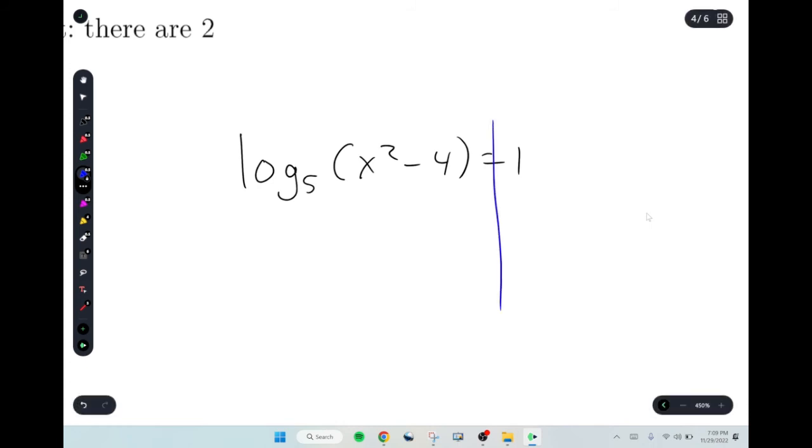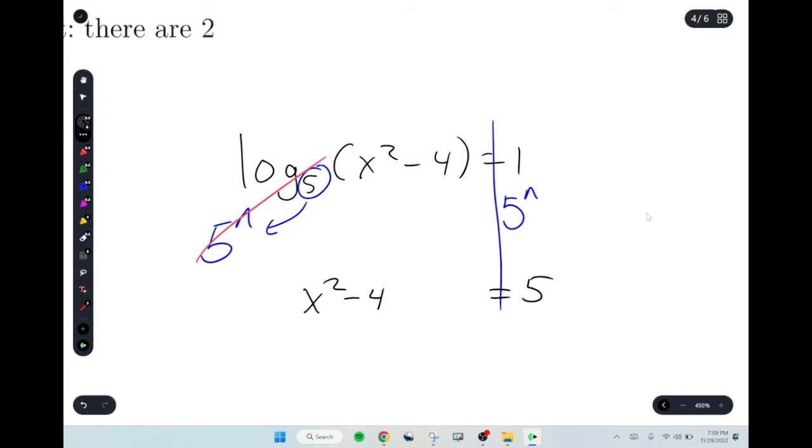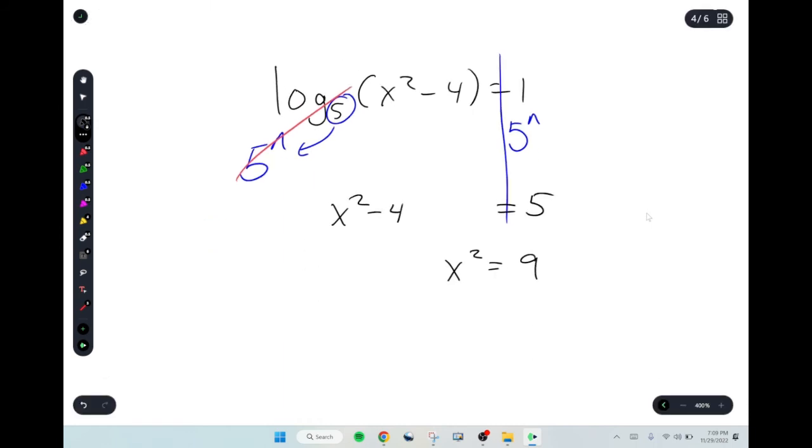I know I'm going to have to do something to both sides, that's for sure. You take the 5, the base, and you make it the base. And what you do to one side, you have to do to the other side. That cancels it out, so we're left with x squared minus 4 better be 5. And now we're at home free. x squared better be 9, so x better be 3.